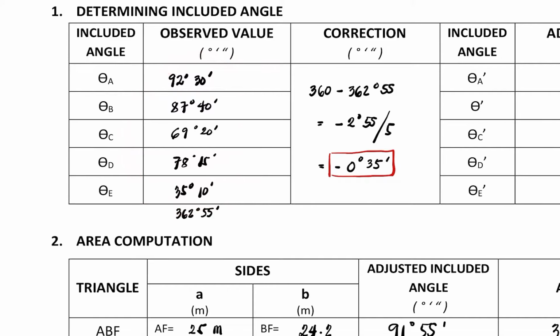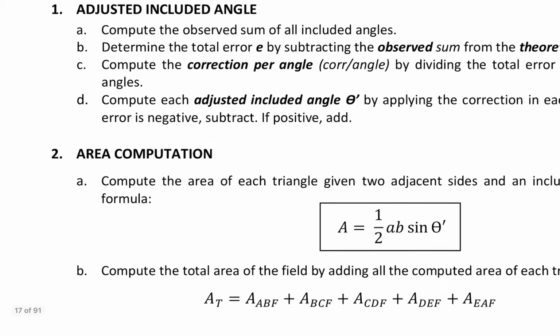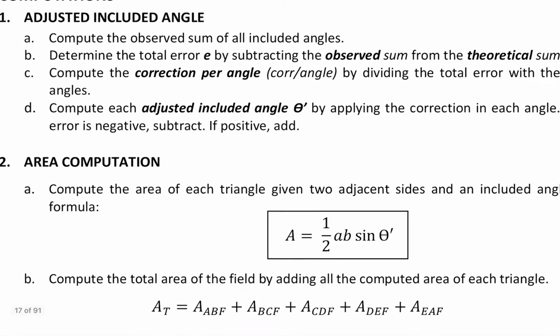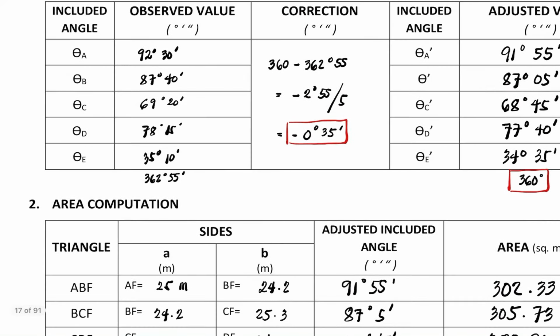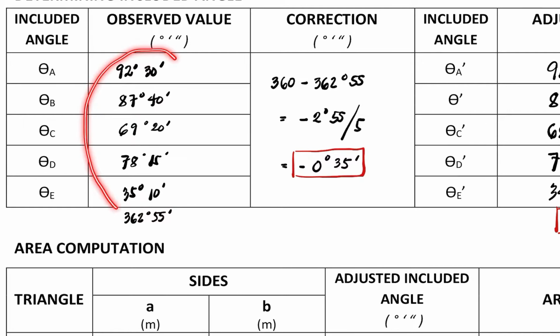For the computation here, you have the adjusted or included angle. First is to compute the observed sum of the included angles. So you compute the observed angle, given. This is gathered in the field. This is the field survey data.